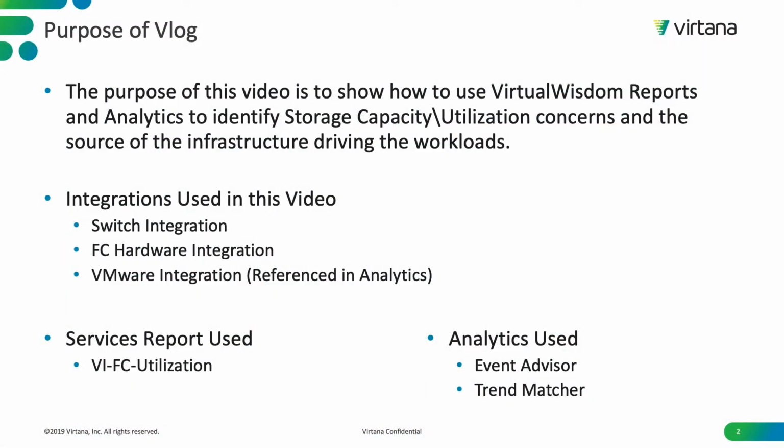The purpose of this video will be to show you how to use VirtualWisdom reports and analytics to help you identify storage capacity or utilization concerns and the source of the infrastructure that is driving those workloads. The integrations we will use in this video are as follows: switch integration, fiber channel hardware integration, VMware integration, which will be referenced in the analytics. The services report we will use is the VI Fiber Channel Utilization Report, and the analytics that will be used are as follows: Event Advisor and Trend Matcher.